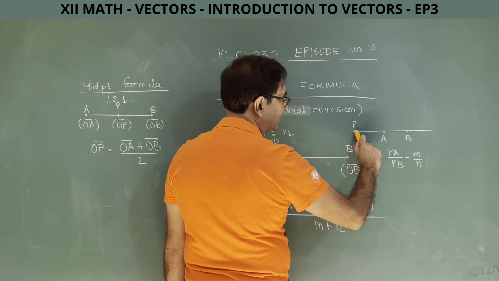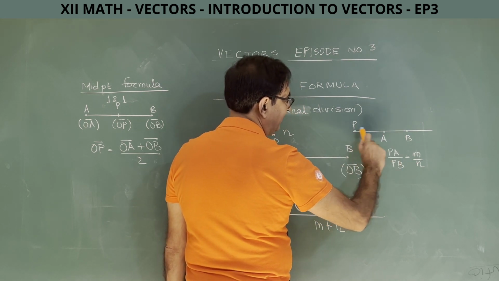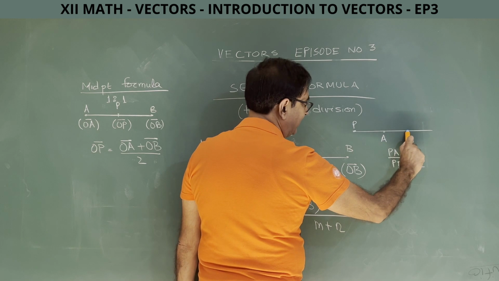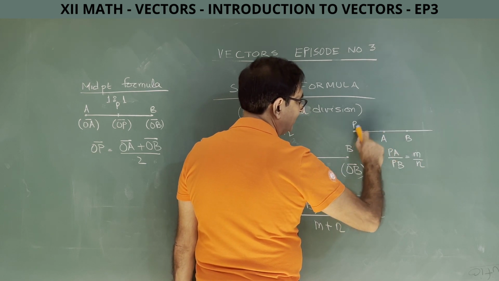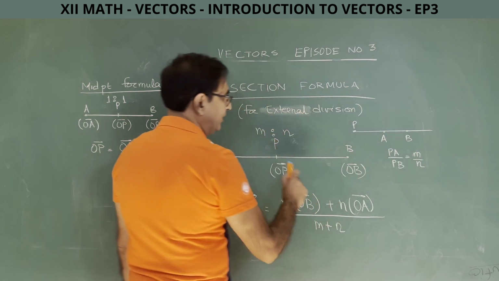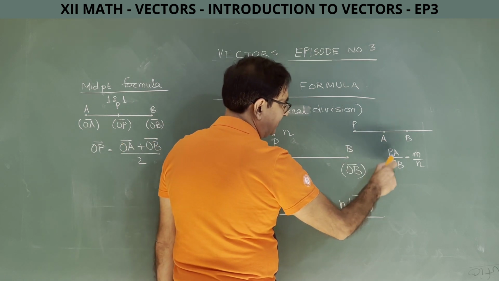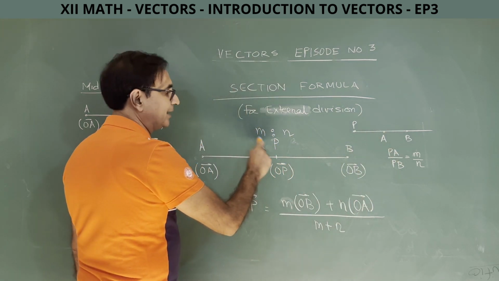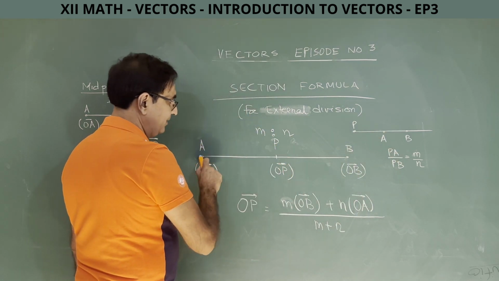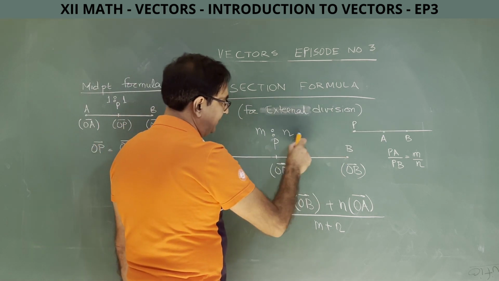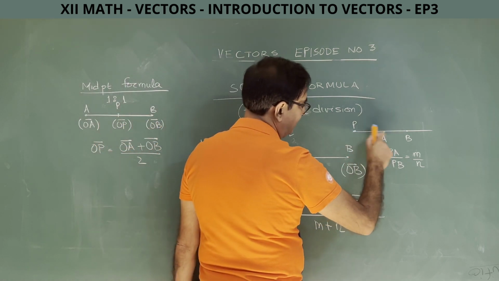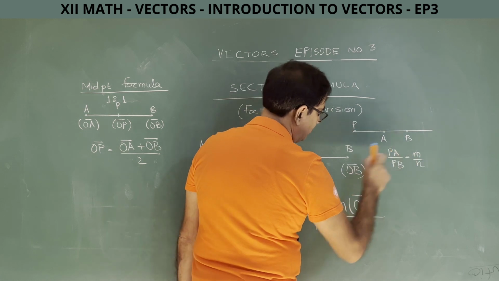External division means extended portion PA and the complete line including the extended portion. So PA is to PB. If you write the P alphabet first, whether it is this diagram or this diagram, you will not go wrong. PA is M, PB is N, ratio is M is to N.